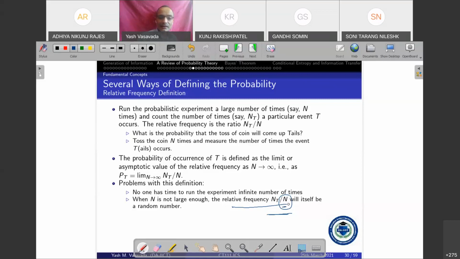Basically, that relative frequency as a ratio itself is going to be random. But if you are trying to define the characteristic of a random number and you end up getting a random number back, then it's like you're back to square one. You can't define the probability by saying that the definition itself involves probability. Right? So it's a circular definition. So that is the problem with this definition.